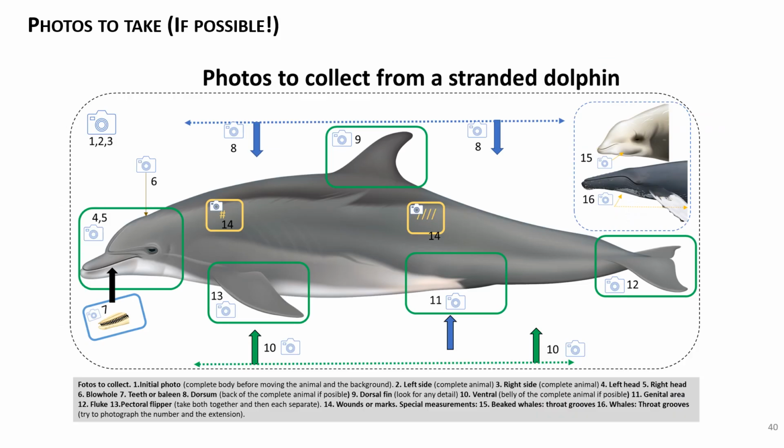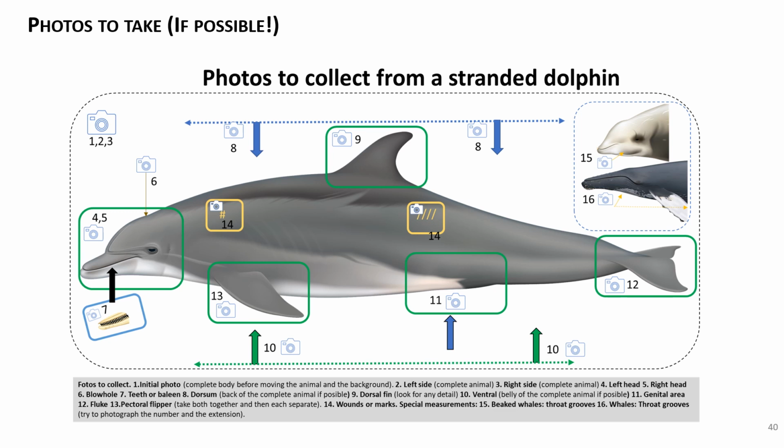And here is a summary of the photos to take. First, the initial photo must be of the complete body before moving the animal and the background. Then the left and right side of the complete animal. Then the left head and right head and blowhole. Then look for the teeth or baleen.